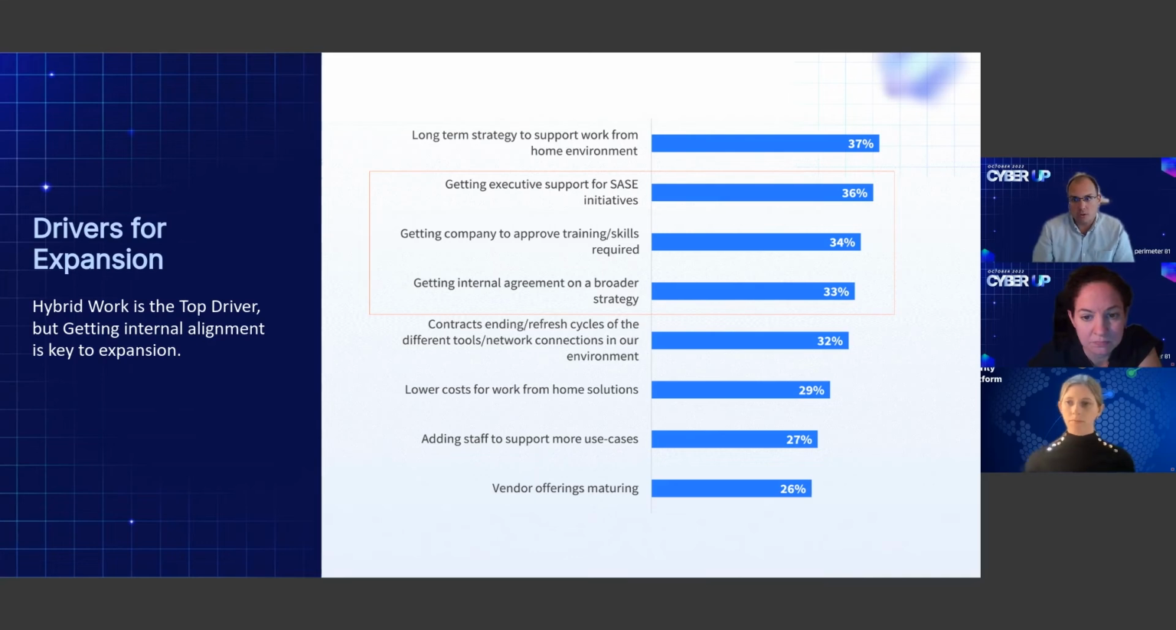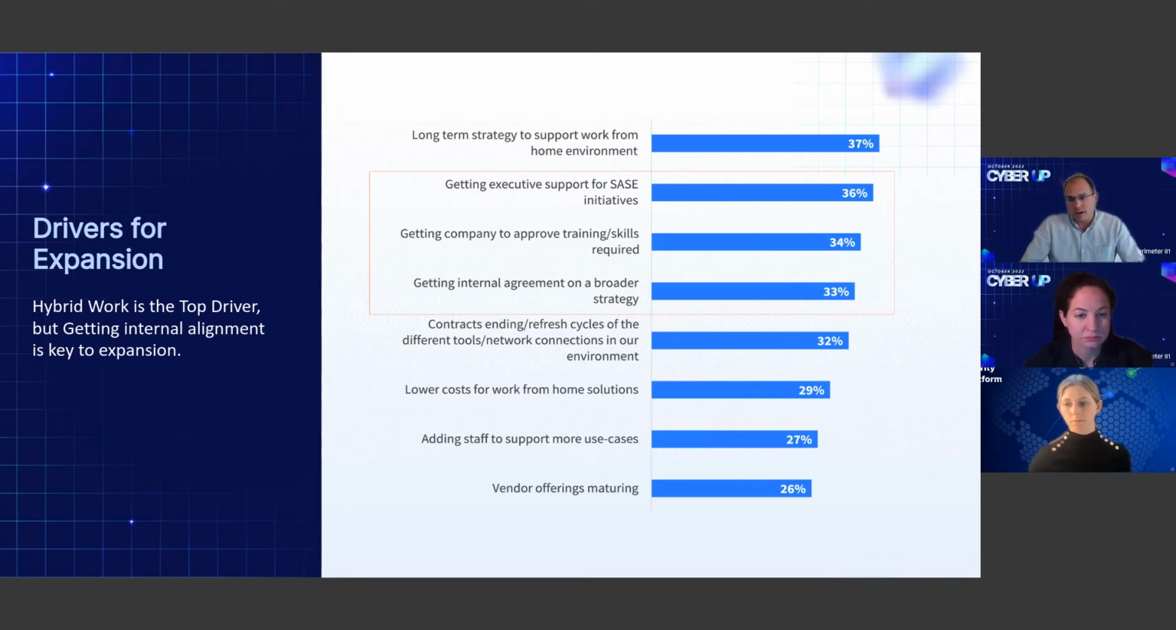These are some of the drivers that will push organizations to expand. So, formalizing that longer term strategy for remote work and hybrid work. And I've highlighted here really some of the internal metrics. So getting executive support. And this really has become, in many cases, a CISO and CIO highlighted initiative because there's so many different teams and technologies being brought to bear. So making sure that you do have that support higher up the chain is really important. Getting the company to approve skills, especially as you're bringing on new tools, and obviously getting agreement on a broader strategy.